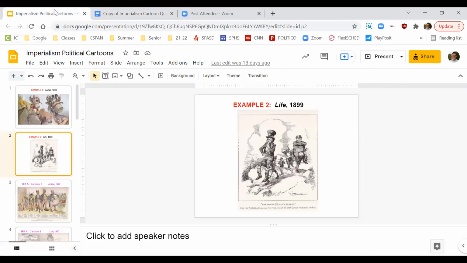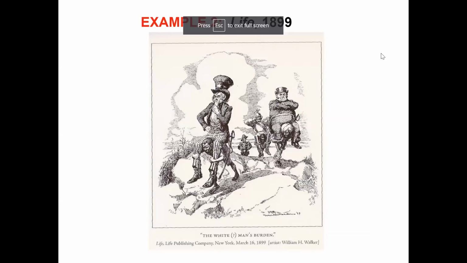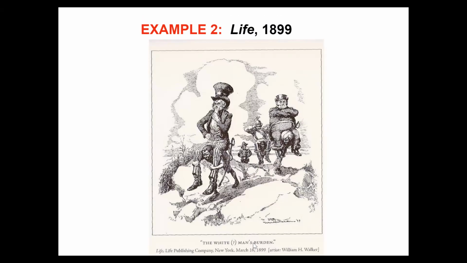Let's look at this one, example two. We make it bigger so everyone can see it. In this cartoon, I see Uncle Sam again, and oh, there's the British guy. This time it's in black and white, but he would be wearing a red jacket. But this time, Uncle Sam isn't carrying anyone. Instead, somebody's carrying him. And at the bottom of the screen, you can see the words saying the white man's burden.